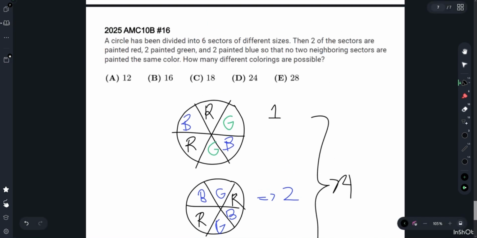Now we can order the colors however way we want. So this is 4 times 3 factorial, which is 24. So thank you guys for watching.